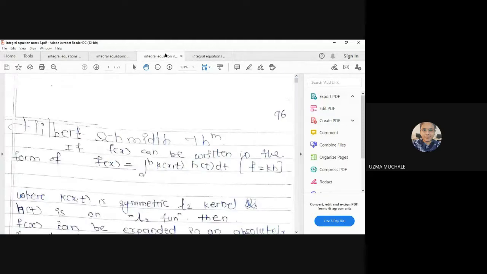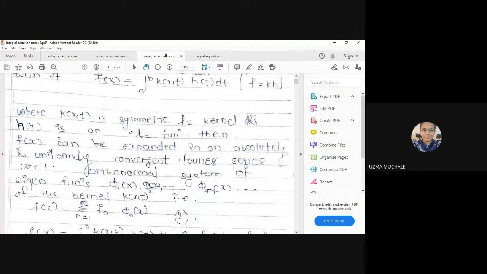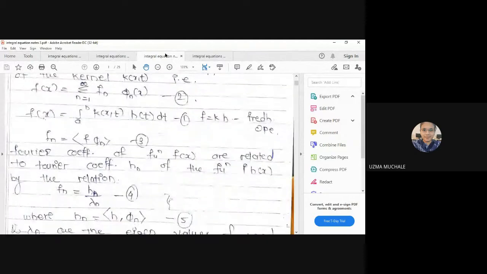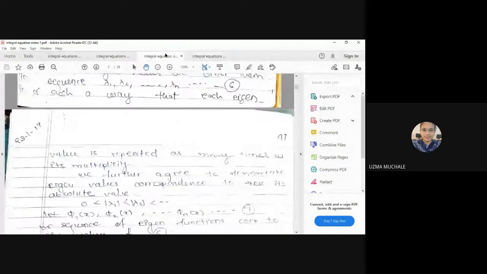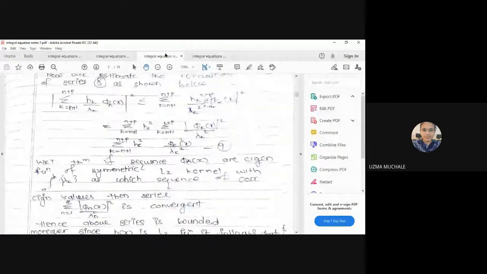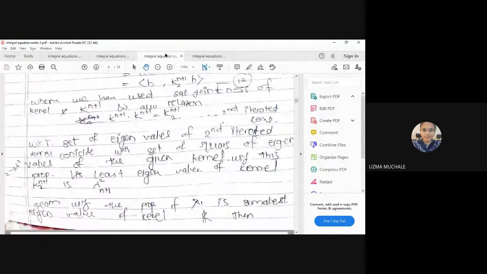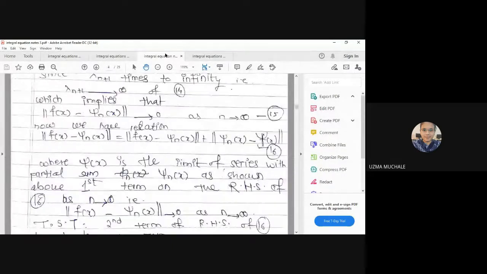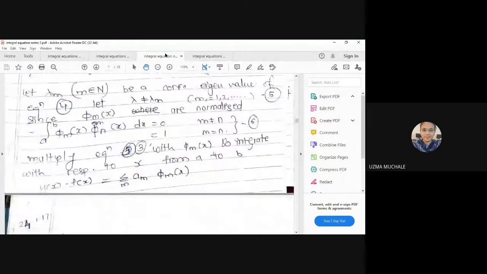The next we have seen is the Hilbert-Schmidt theorem. That was a very big theorem which we have studied. In this case, we have to solve the examples by using the Hilbert-Schmidt theorem. Right, many more examples we have solved using this Hilbert-Schmidt theorem.